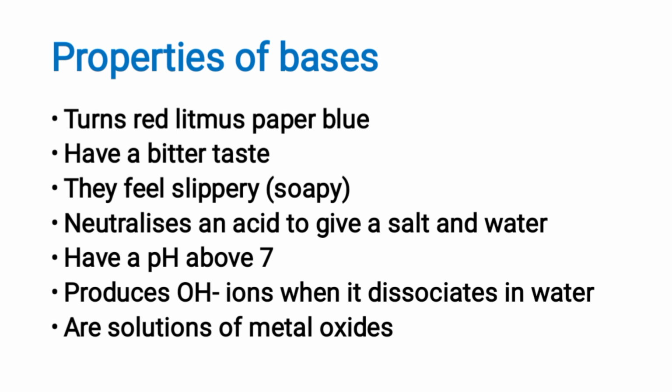Properties of a base. They turn red litmus paper into blue. They have a bitter taste. They feel slippery in your hands. They also neutralize an acid to give salt and water. They do have a pH above 7. They produce OH minus ions when they dissociate in water, and they are also solutions of metal oxides. So in basic terms, if you check the properties of a base against the properties of an acid, you might see that they are more of opposites.